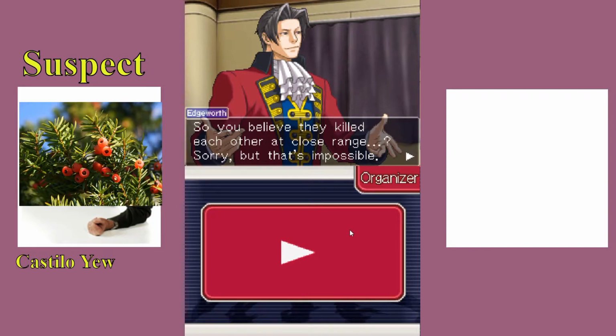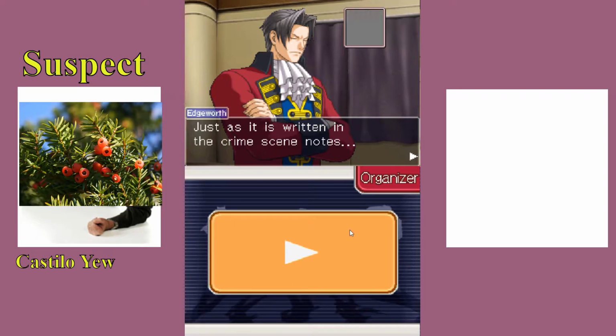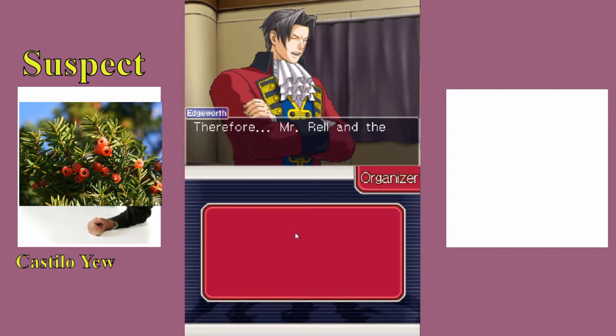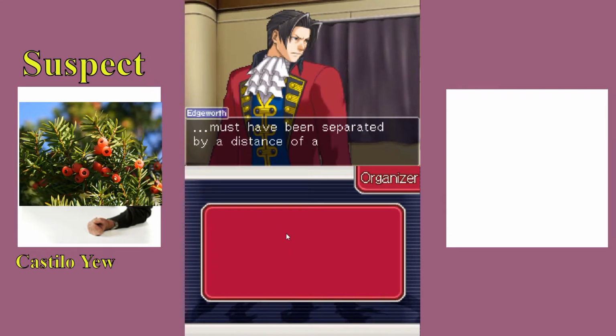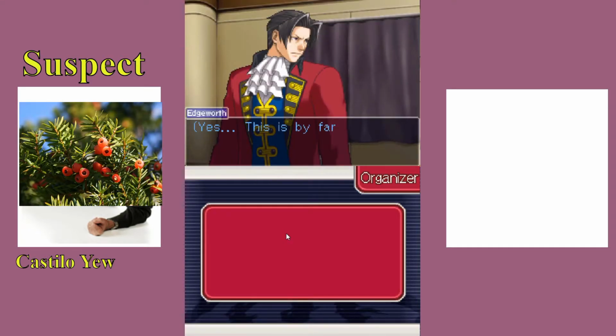So you believe they killed each other at close range? Sorry, but that's not possible. Just as it is written in the crime scene notes, the firing of the handgun did not leave a gunpowder burn on Mr. Rell's clothes. Therefore, Mr. Rell and the gun must have been separated by a distance of at least 2 or 3 yards. Yes, this is by far the biggest contradiction.